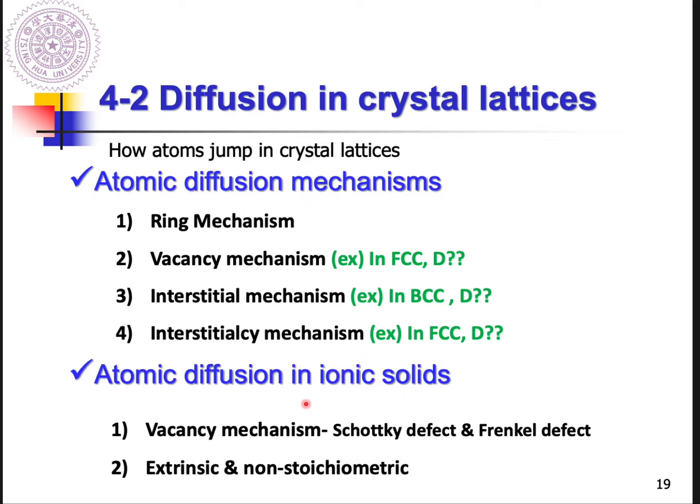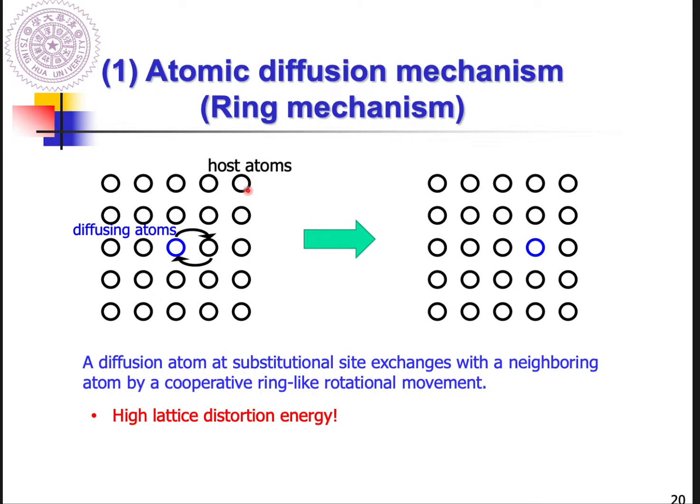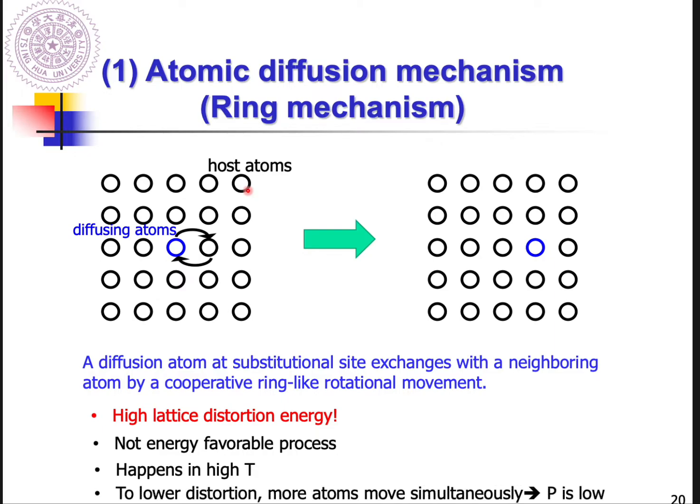How can we deal with diffusion when it happens in ionic solids? So let's move to the first section. We are going to introduce 4 different diffusion mechanisms. In the previous class, we already introduced the ring mechanism and also the vacancy-mediated mechanism.